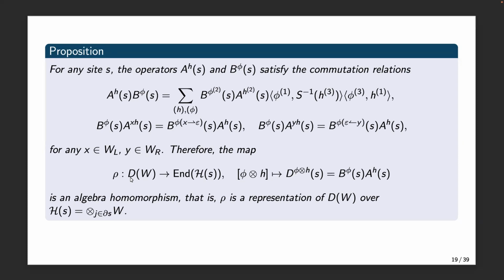If this is our site, then H_S will be the product of the spaces around it which connect with the site, going from the W hat to W hat tensor W. So this will give a representation of the quantum double over this site.